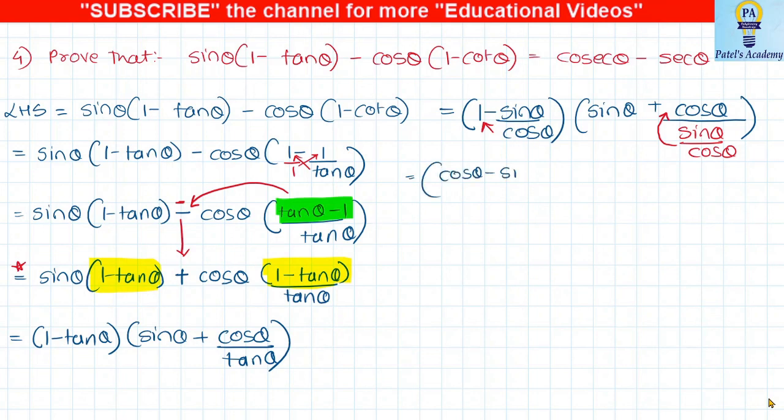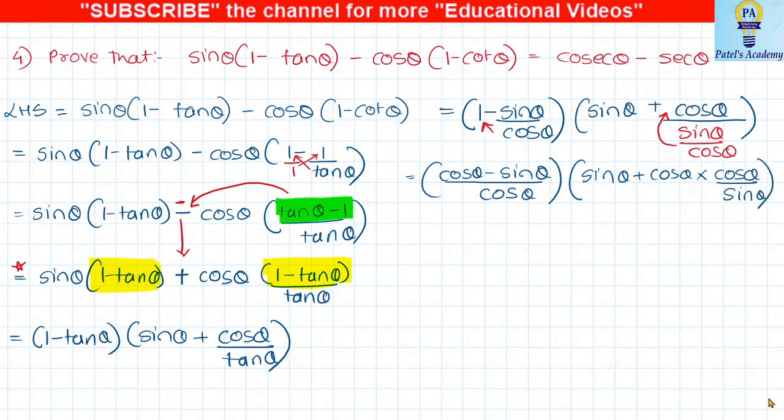Cos theta minus sin theta upon cos theta, sin theta as it is plus cos theta as it is. And if I do the inverse, what I'll get is cos theta upon sin theta. Now see the next step. This I'll write as it is, cos theta minus sin theta upon cos theta as it is.